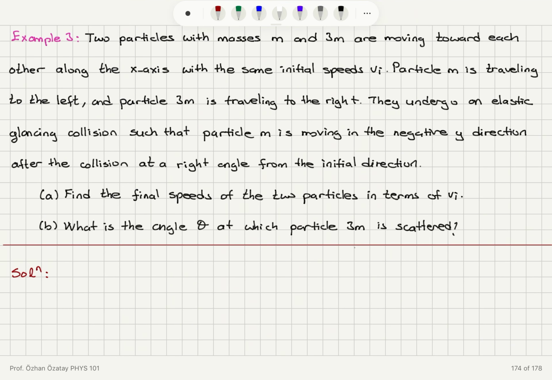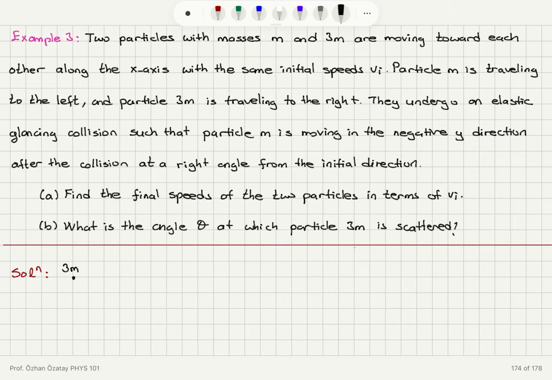Okay, let's move on to another example. Two particles with masses m and 3m are moving toward each other along the x-axis with the same initial speeds vi. Particle m is traveling to the left, particle 3m is traveling to the right. Okay, so let me draw the situation here.